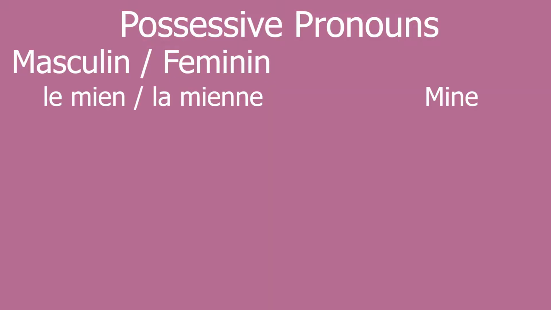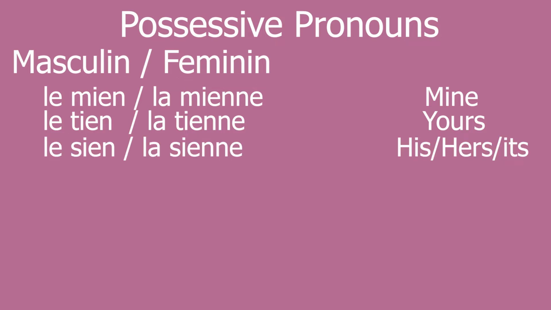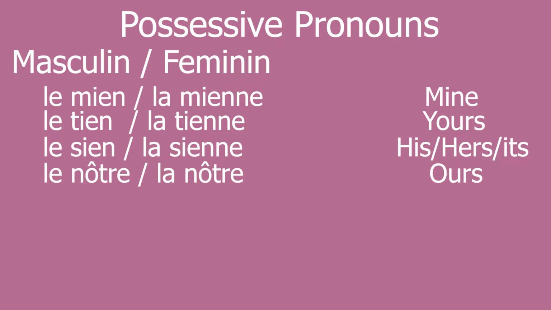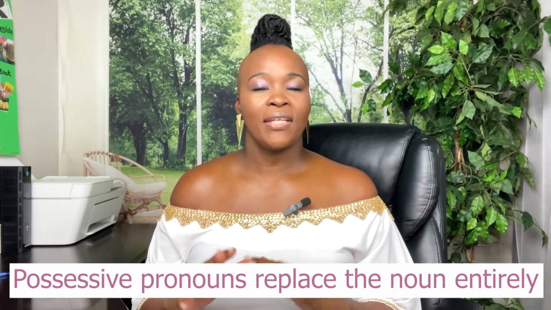First one, we have le mien and la mienne. Le mien is masculine, la mienne is feminine. Then, le tien, la tienne, le sien, la sienne, le nôtre, la nôtre, le vôtre, la vôtre, le leur, and la leur. Possessive pronouns replace the noun entirely.